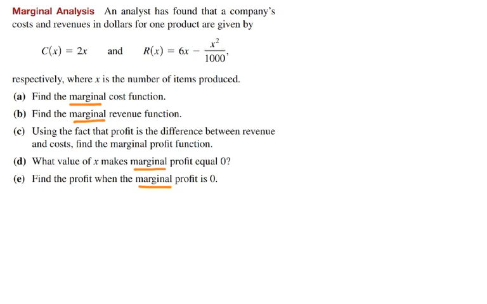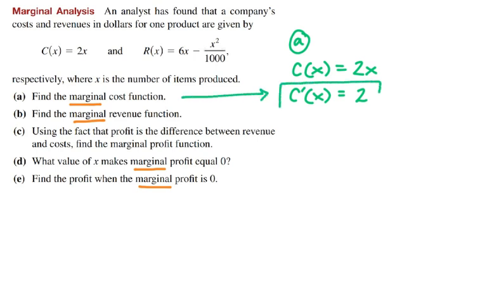That's what marginal means. And essentially, when you see that word marginal, what you want to remember to do is to find the derivative, because the derivative is a rate of change. So let's focus on part A, and we'll find the derivative of C of X equals 2X. In this problem, we just use the power rule, so C prime of X equals 2. So my marginal cost function is 2.